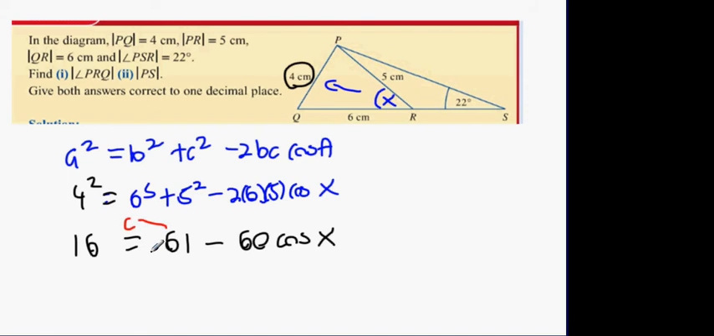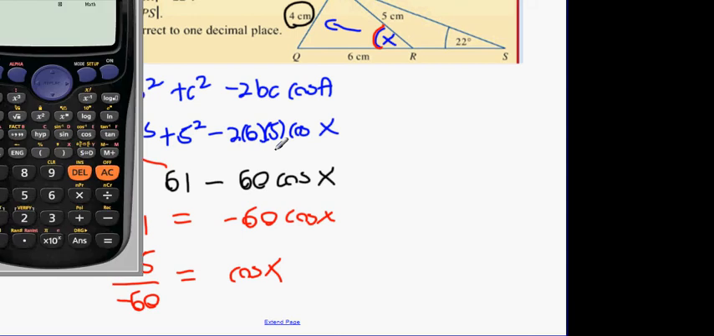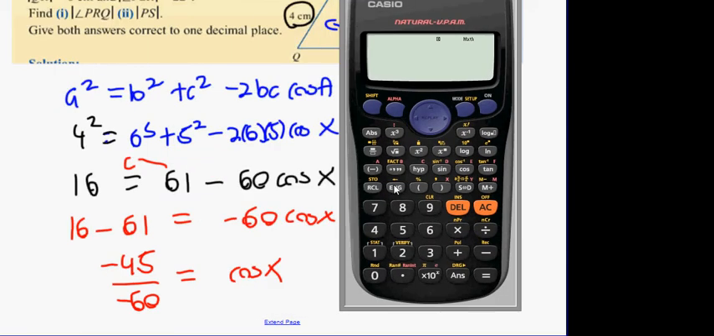Bring the 16 over to the other side. We're going to get 16 minus 61 equals minus 60 cos X. We're expecting an acute angle from the answer. We're going to get minus 45 equals minus 60 cos X. Divide by minus 60 then. You're going to get cos X. What you're next going to do is cos inverse 45 over 60, because it's the same thing as minus 45 over minus 60. So cos inverse 45 divided by 60.